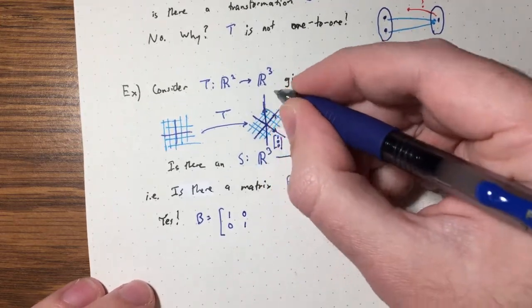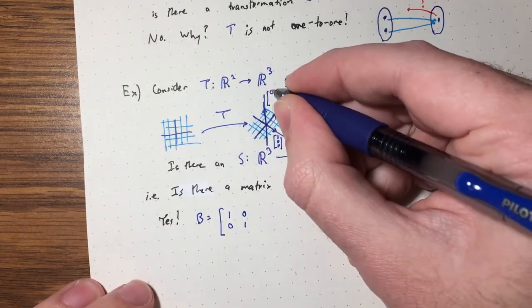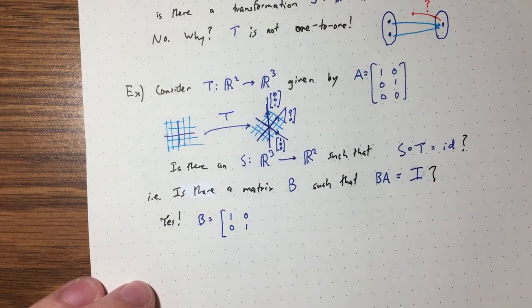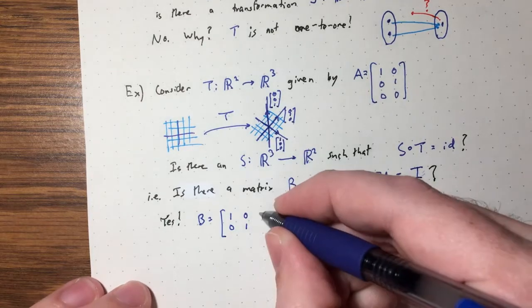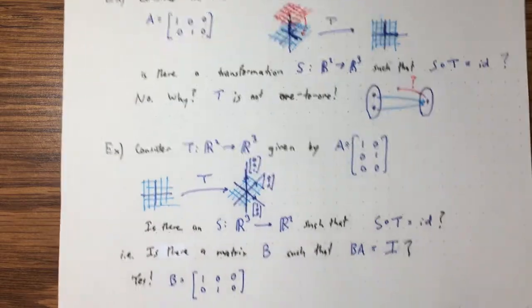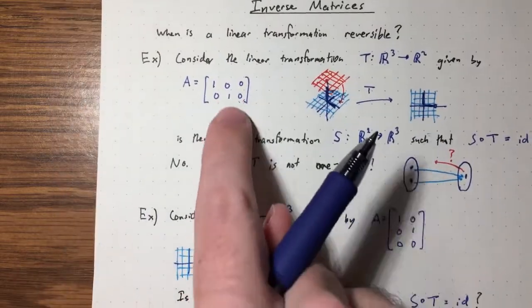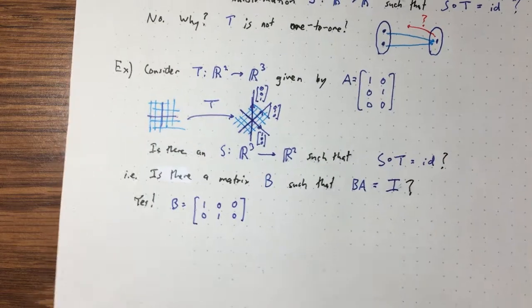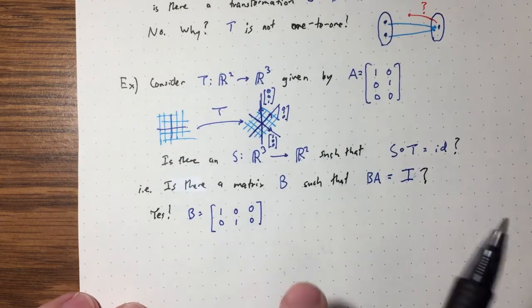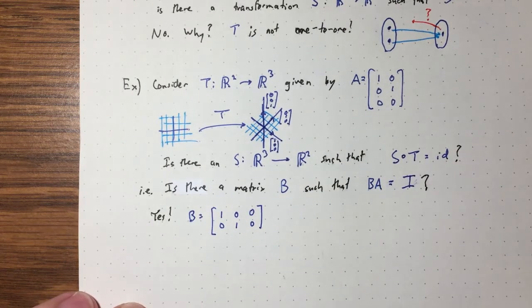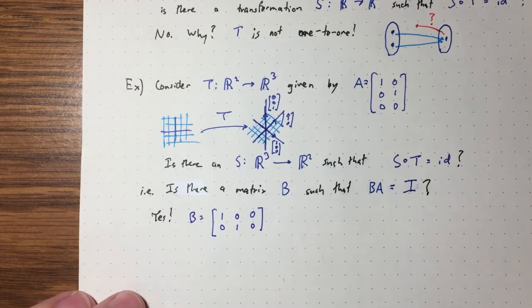Oh, but wait a second. What do I do to this z-axis? (0, 0, 1). Where should I send that? It turns out it doesn't matter much, but let's just collapse that back down, kind of like this transformation here. Okay, and in fact, we get exactly that transformation. Yeah, so we can actually find a matrix, and you can check if you do B times A, you get the identity matrix. You get the 2 by 2 identity matrix.